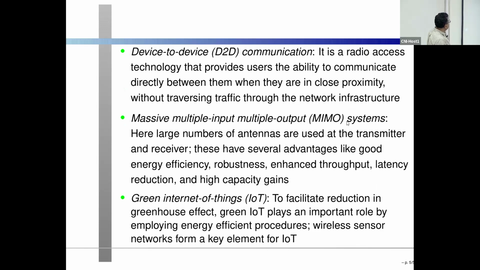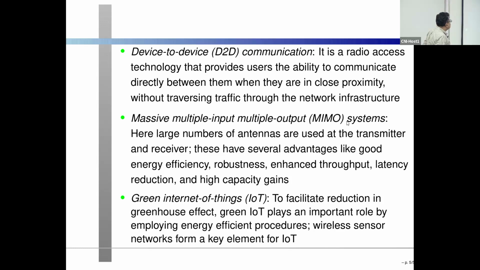Then you have device-to-device communication. So it's a radio access technology that provides ability to communicate directly between users. Okay, and then you have the use of multiple antennas at transmitter and receiver. That is of course one of the forms. So basically you have both transmit diversity and receive diversity together, and it's normally called multiple input, multiple output, MIMO. And of course, if you have large numbers, it's called massive MIMO.